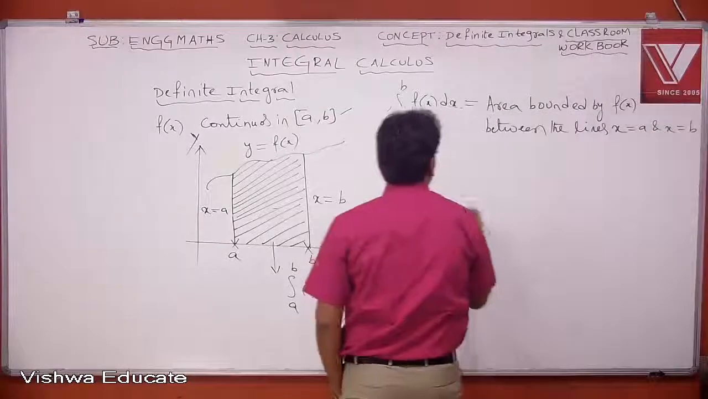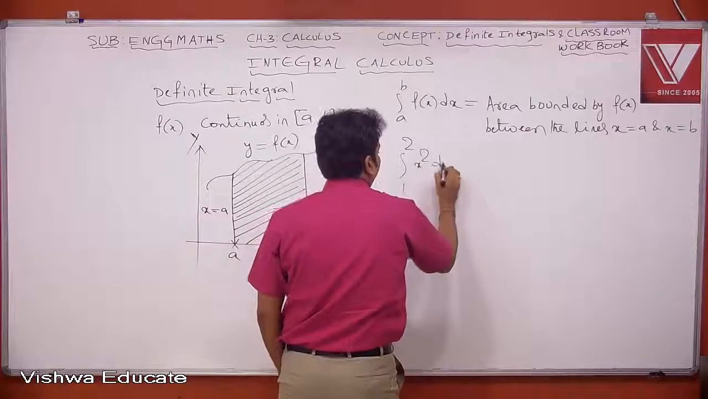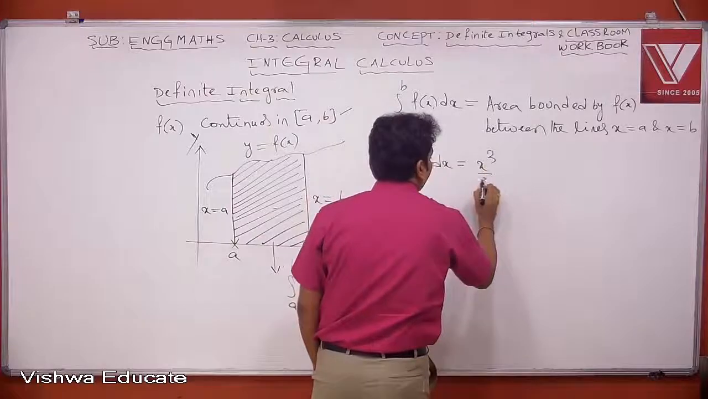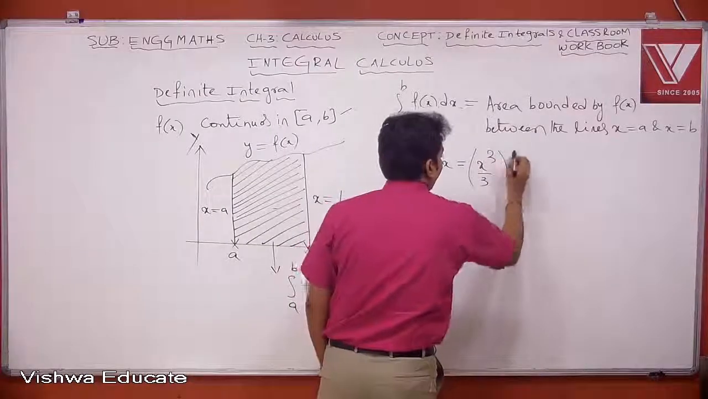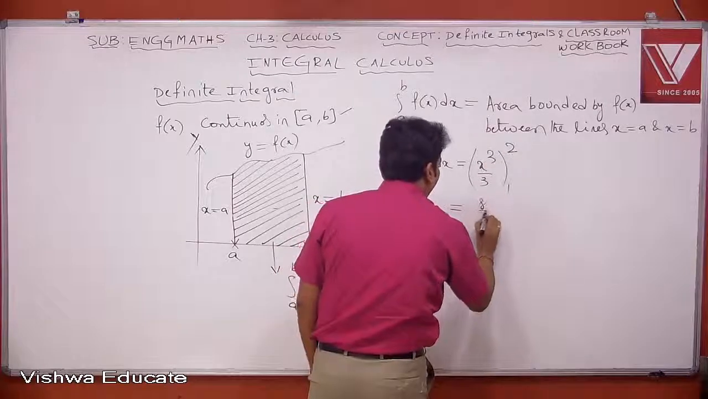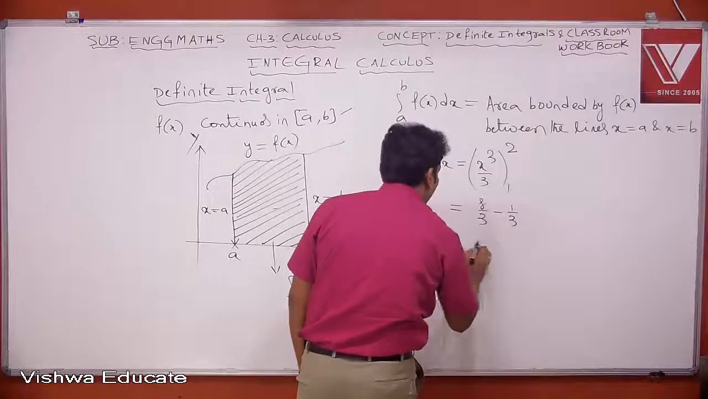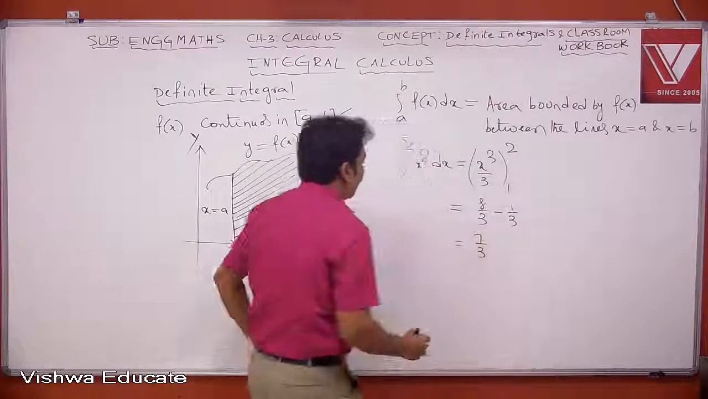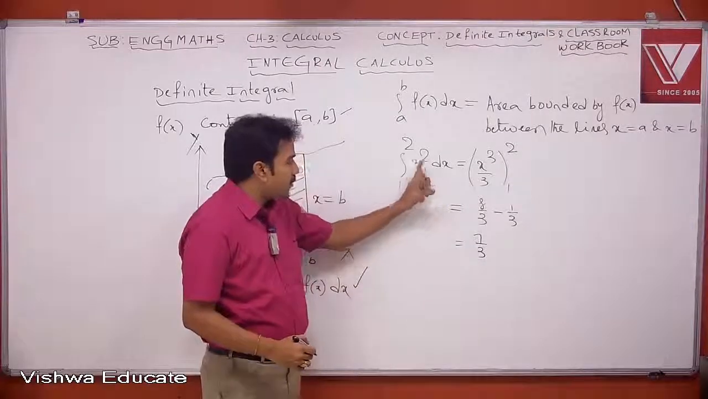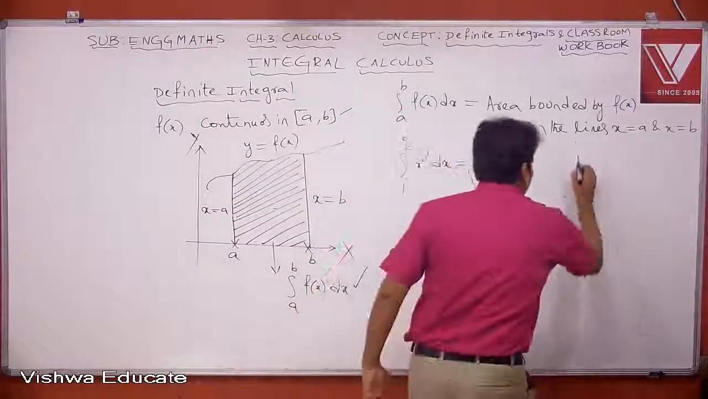Let us take one sample example. Suppose we have integral 1 to 2 x square dx. Now integral x square is x cube by 3. Limits are from 1 to 2. Now apply the upper limit, 2 cube, 8 by 3, minus replace x by lower limit, 1 by 3. So this is 7 by 3. So basically this 7 by 3 is nothing but area bounded by x square between the lines x equal to 1 and x equal to 2.